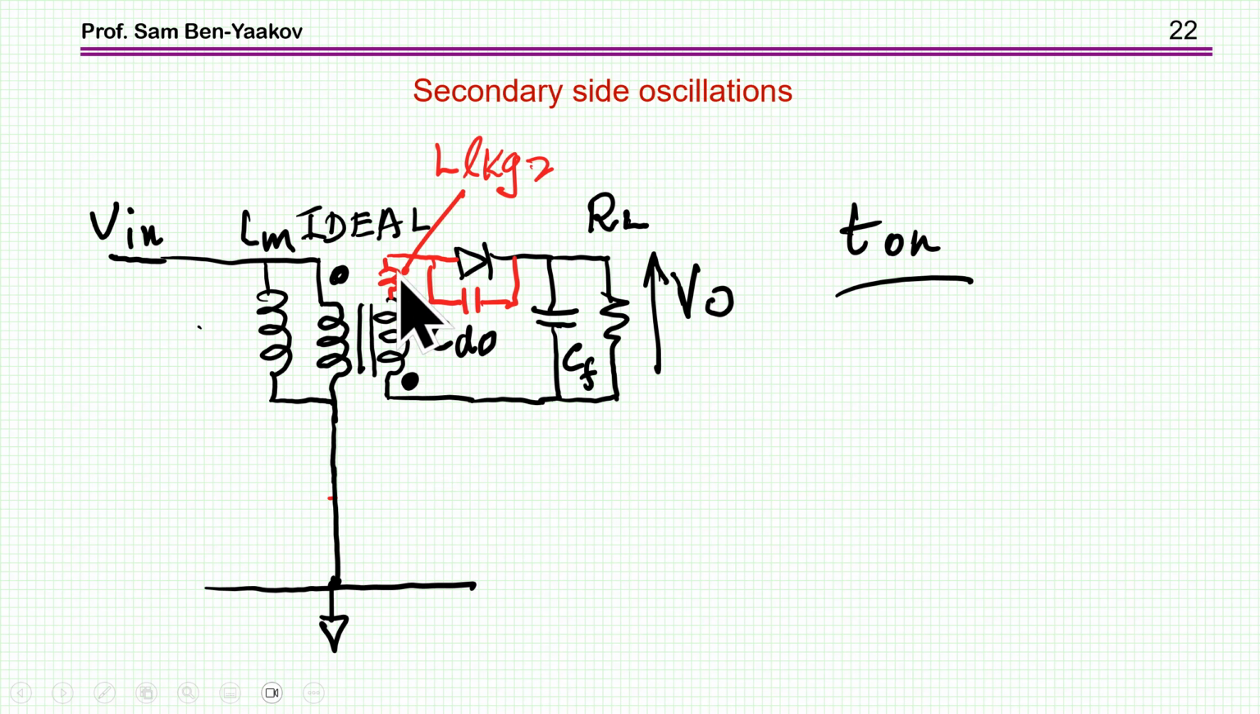what I did here, I actually reflected the leakage from the primary to the secondary just to understand what is going on. And by this, we understand that we have oscillation between this reflected secondary leakage and the capacitance of the diode. And then, of course, this will be a much higher frequency because both of these are small values.